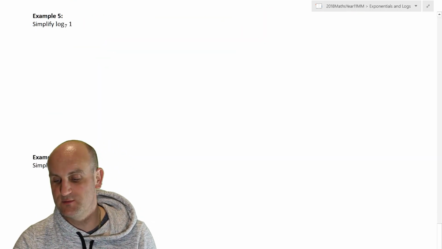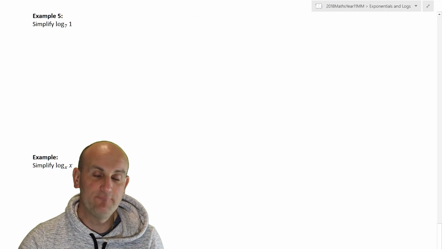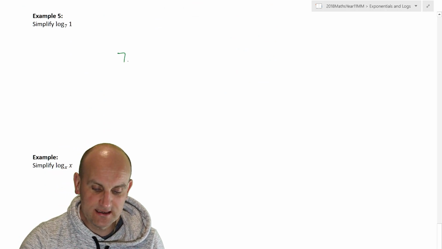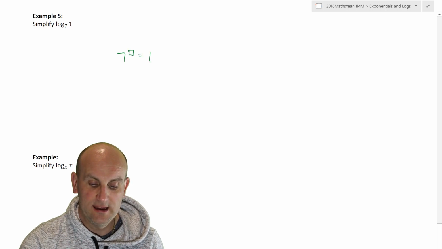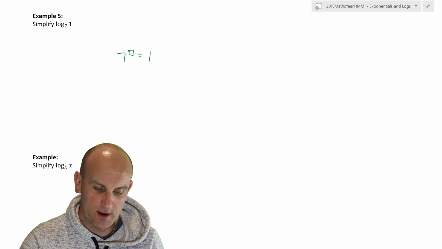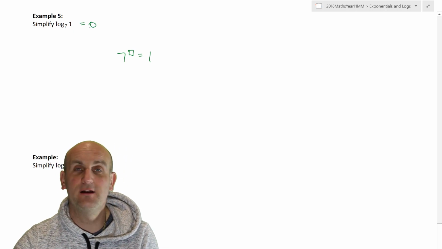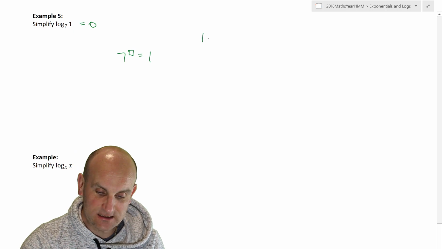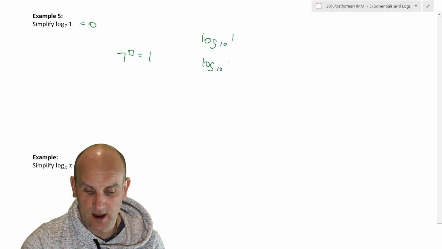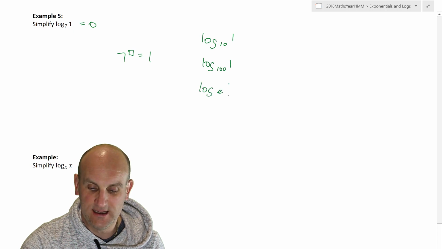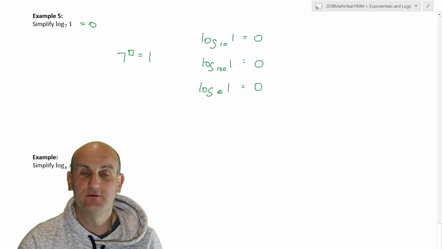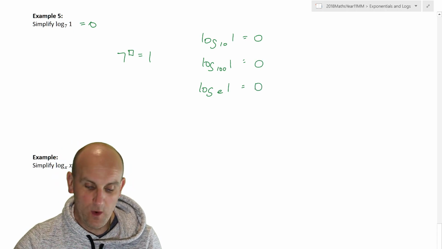Our fifth example, and I promise we're coming to the end of this fairly soon, but we now have log 7, 1. And you're going to go, huh? Remember, this now means 7 to what power is equal to 1? Well, hopefully anything to the power of 0 is 1. So there we go. So actually, that value there is 0. And in fact, it doesn't actually matter if I had log base 10 of 1 or log base, I don't know, 100 of 1 or log base e of 1. Every single one of those is equal to 0. And in the same way, we can move this on.